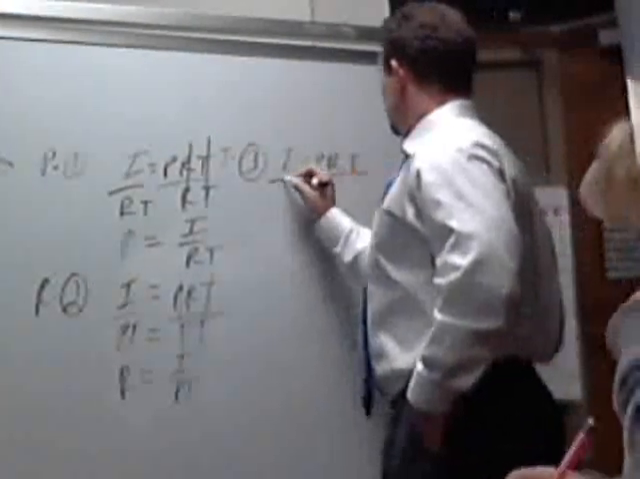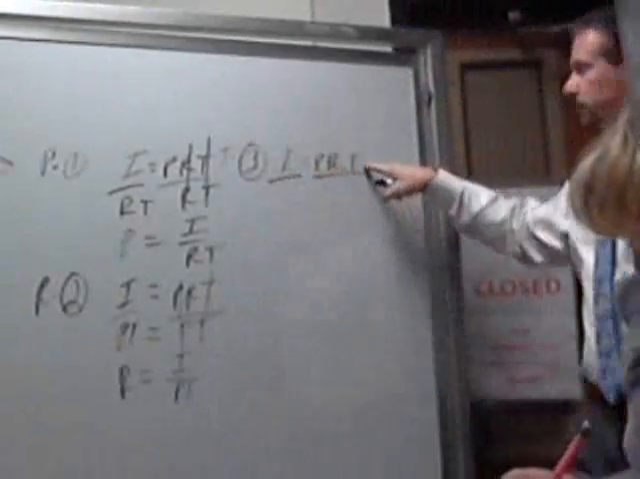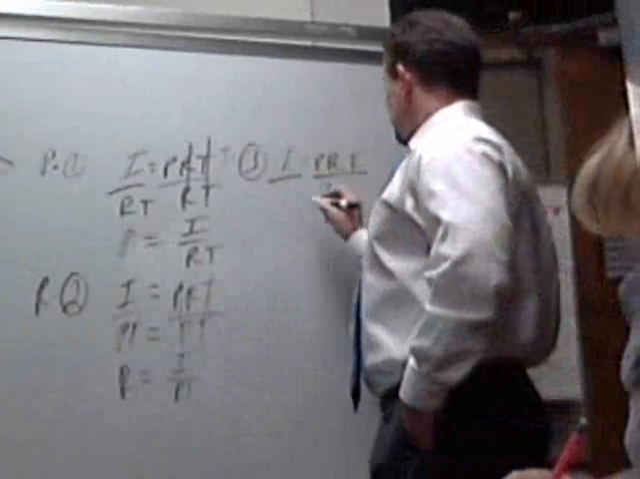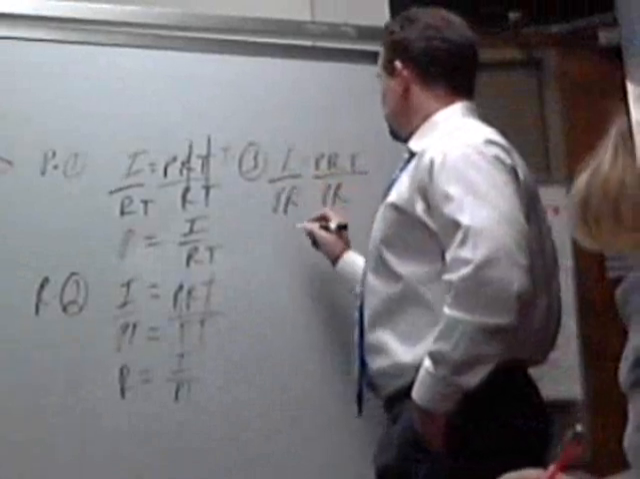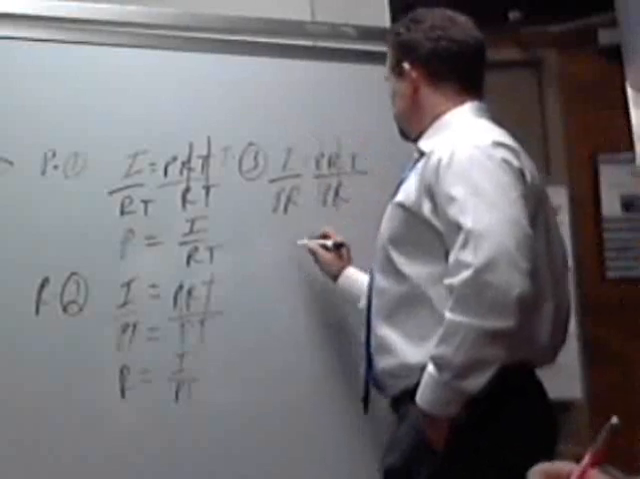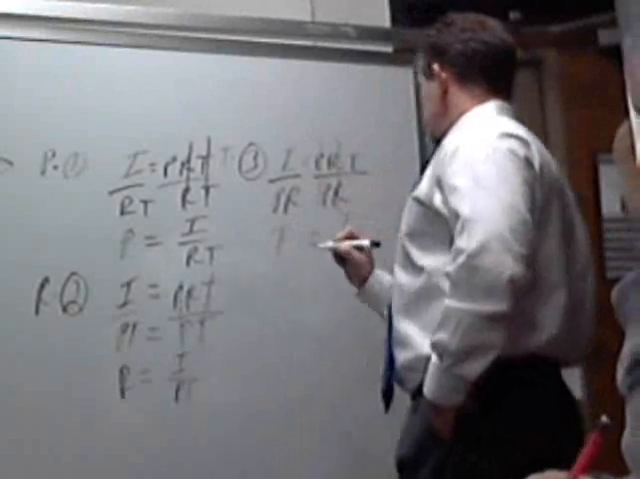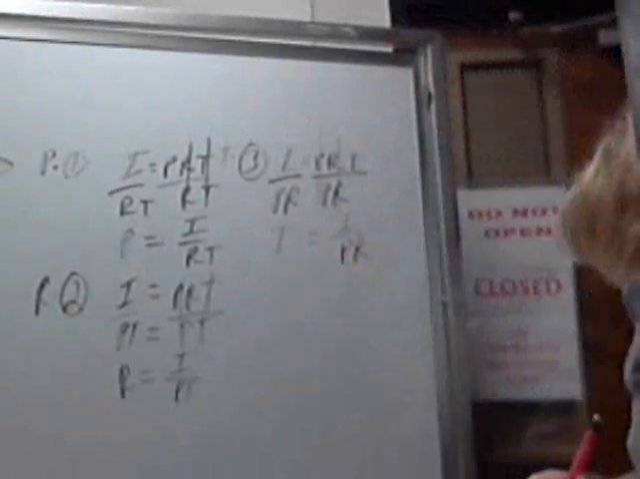So, what are we going to do? We want to isolate T. Divide by PR, or P times R. They'll cancel out. And now you have time.